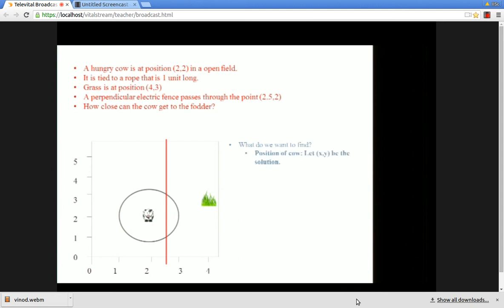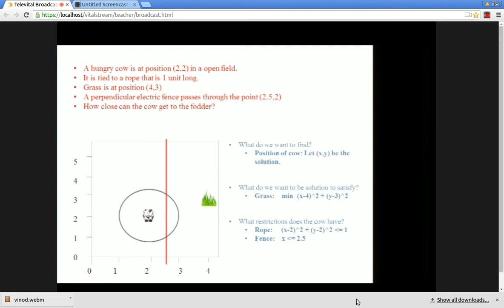So what do you want to find? You want to find the position of the cow. Let x comma y be the solution. And what do you want the solution to satisfy? The solution should minimize the distance to the fodder, and then what restrictions does the cow have? So it has a rope restriction, so it cannot go beyond the distance that the rope will allow it to travel, and it also has the fence restriction, right? In the x-axis, it cannot go beyond 2.5. So this is how you typically set up an optimization problem, right?